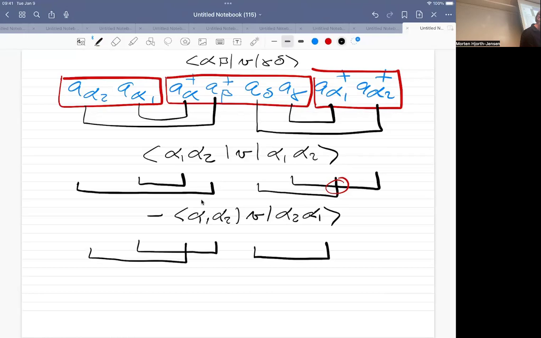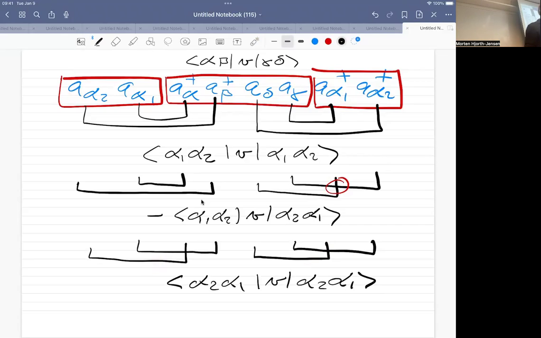So let's do that. What I will get is an additional minus sign because I'm interchanging these two operators. Remember that when you use the anti-commutation rules to bring two operators close to each other, they just give you a minus sign. So I get a minus sign from here, and a minus sign from here. And that element is going to look like V, alpha 2, alpha 1.